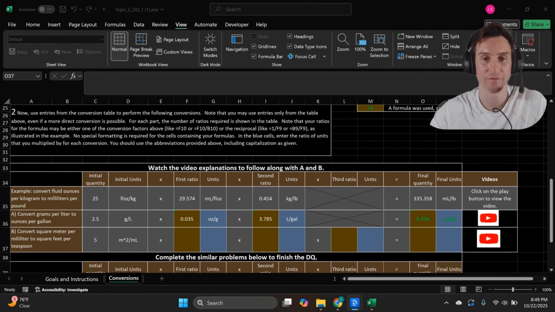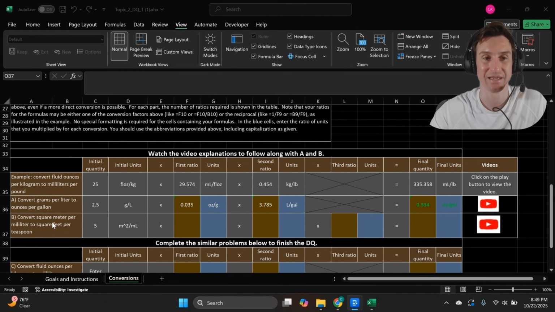Welcome into part B. So we're going to do the same thing we did last time. The only difference is it says square meters. So convert square meters per milliliter to square feet per teaspoon. We're actually going to get rid of the square meters first. So notice we have M, and then there's this hat squared. This says meters squared is the notation.